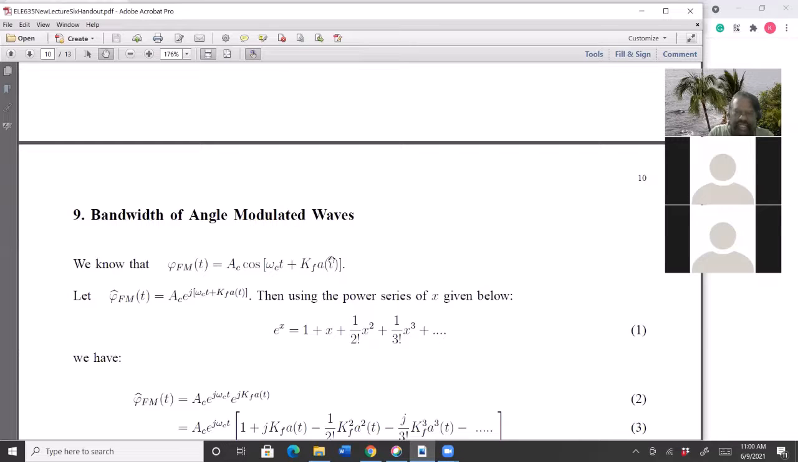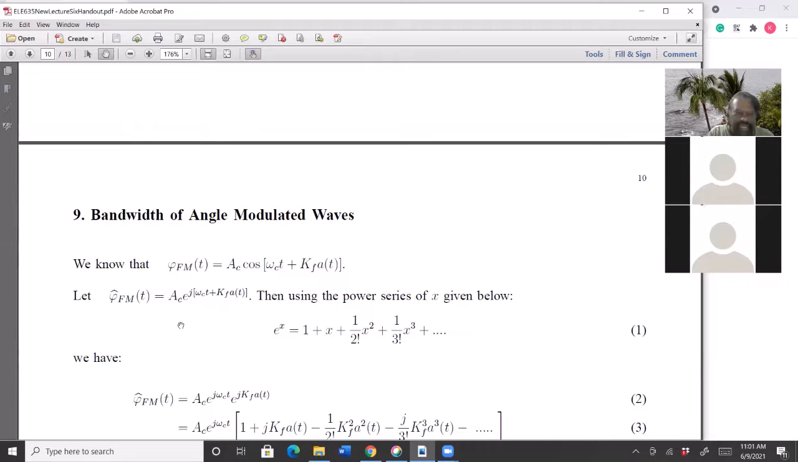What is A(t)? It is the integral of the message signal. Now, we want to expand this in a power series, but instead of working with cosine, which does have a power series, we would have to deal with (a+b) squared, (a+b) cubed. That's difficult, but a shortcut is to go to complex numbers and consider f hat, the FM signal, A_c e^{j(ω_c t + kα(t))}.